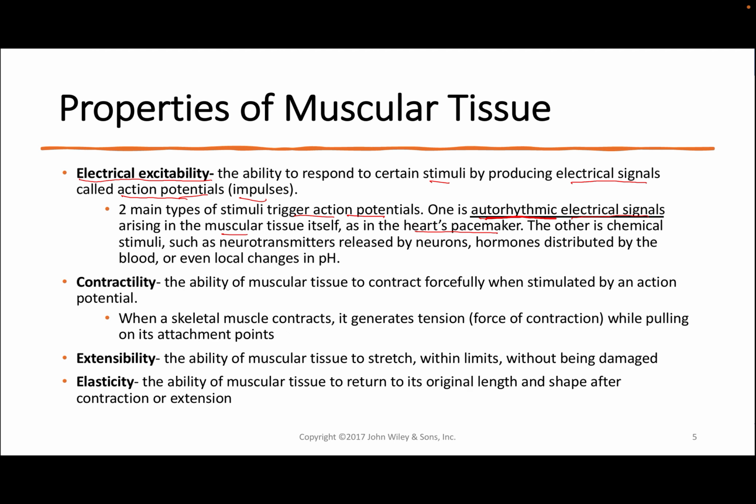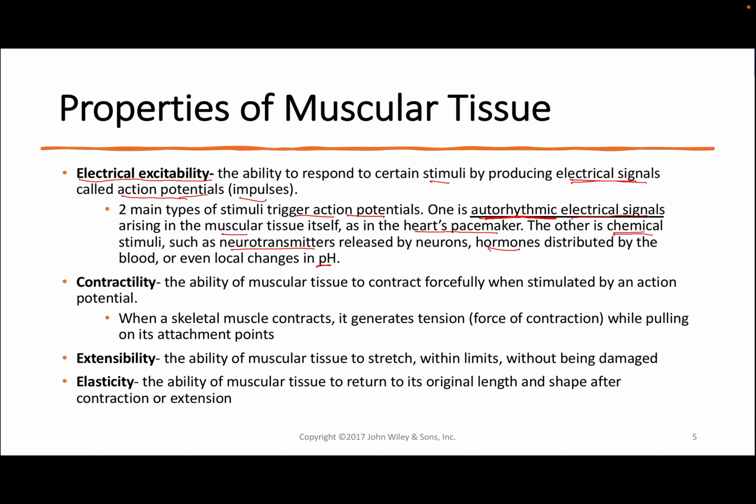The other option, though, is going to be chemical stimuli. This is going to be things like neurotransmitters that are being released from neurons, or hormones that are released from the endocrine system that circulate through the blood and bind to their target cell. This can even be local changes in pH. So all of these are chemical classes of stimuli that are going to ultimately result in an electrical signal, or an action potential, being generated.